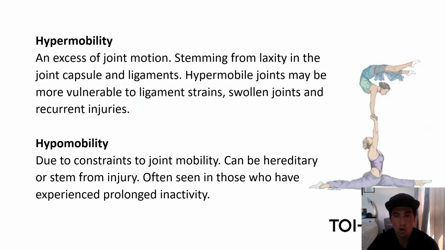Hypermobility, hyper meaning excess, so excess joint motion. Hypo meaning low, generally due to constraints in joint mobility. Sometimes structurally and genetically people have limited joint mobility, but other times it's through injury or prolonged inactivity. Pregnancy increases hormones, I think it is relaxin, a hormone that increases laxity in joints, hypermobility. There are various reasons for both of these things.